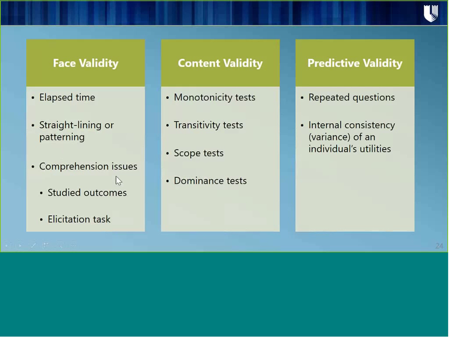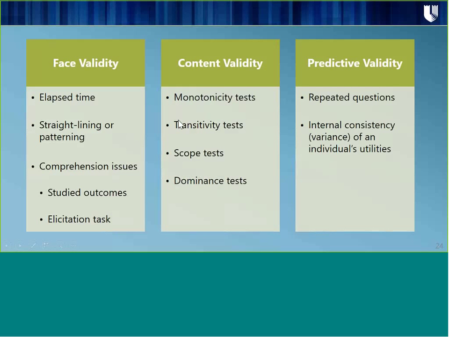There can be comprehension issues, and there are ways for us to test whether people really understood the way that we define the outcomes and the task that we asked them to use, either rating, ranking, or choice. Content validity can be measured in some pretty straightforward ways. I'll show you an example of each of these.